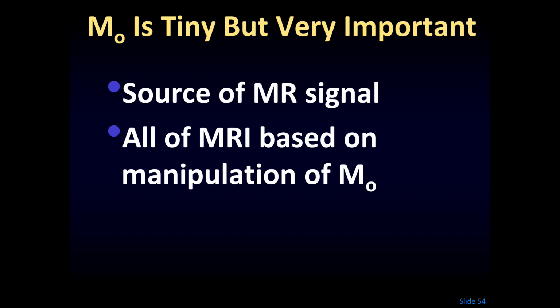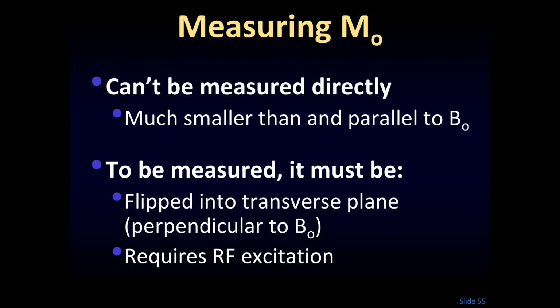Well, your puny little magnetic field is the source of all MR signals, so we somehow have to see it. So how do we see it? Turns out that we can't measure it directly. It's too small, and it's pointing in the same direction. So to see it, we have to flip it into the perpendicular plane, and that requires energy. And that energy is going to come from radio frequency energy.